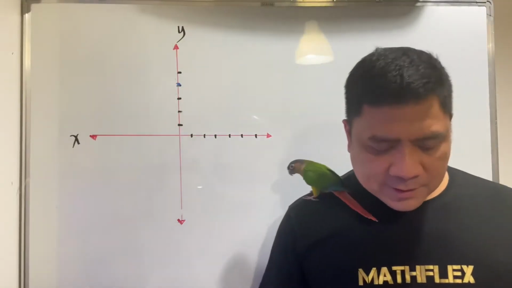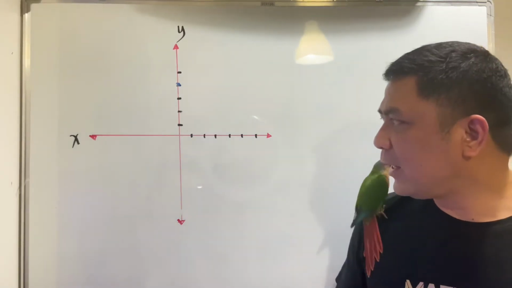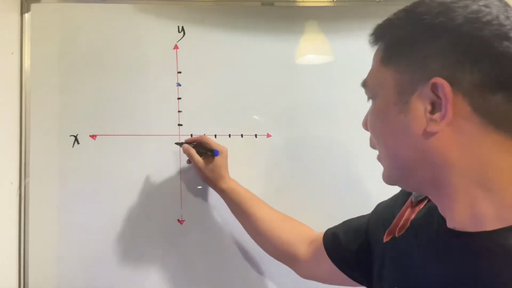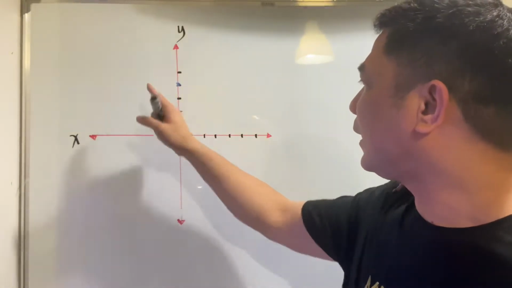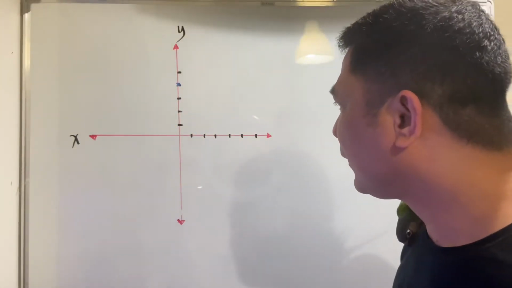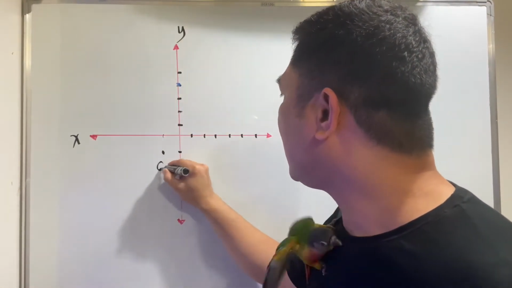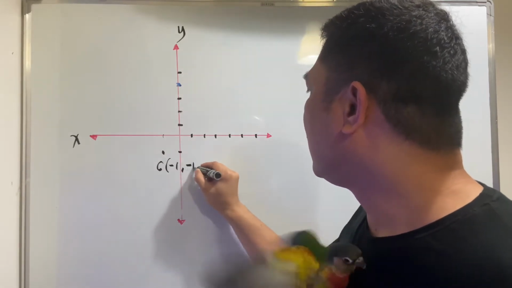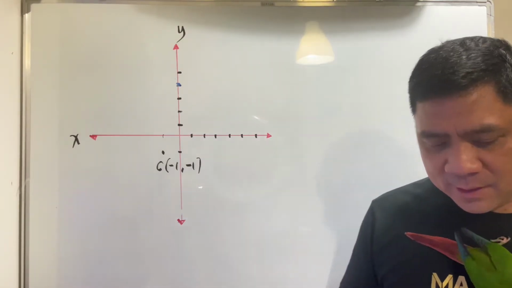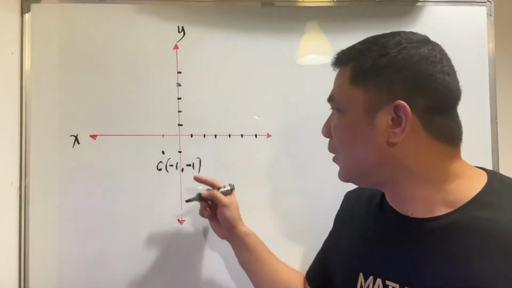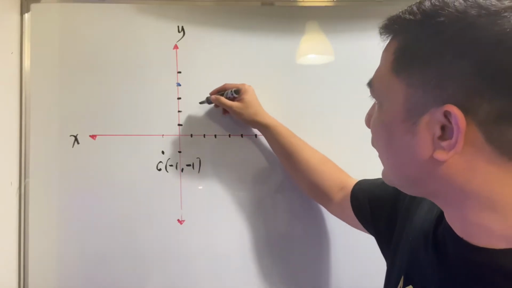The next problem is: a circle has its center at (-1, -1). So we have a circle that has a center at (-1, -1). That would be on our first, second, third quadrant, negative. So -1, then -1. This is the center of the circle, which is (-1, -1), and its radius is passing through the point (3, 3).